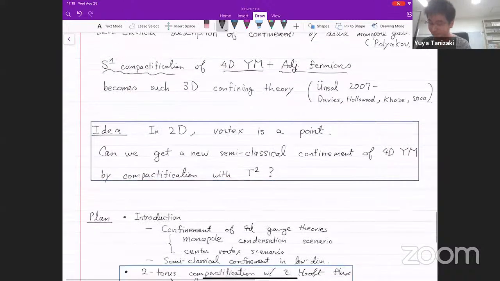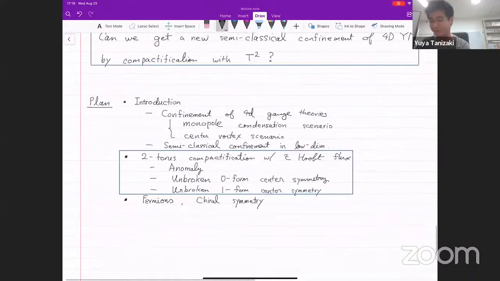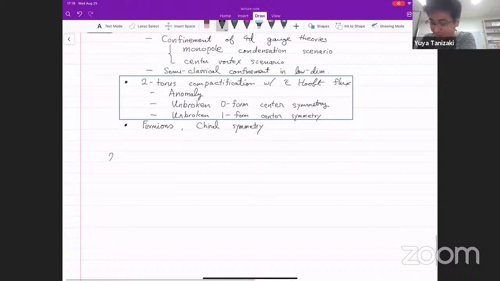confinement. Right. So far I have given some quick introduction, and in order to save some time, I already wrote the introduction part, but from now I want to slow down and give a more detailed explanation of this idea. So from now I want to consider two-torus compactification.